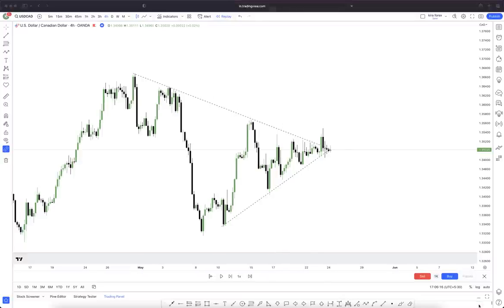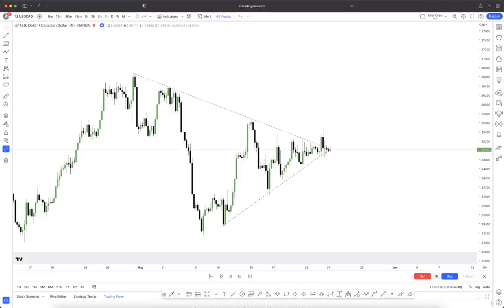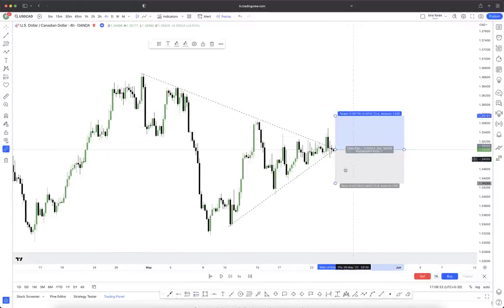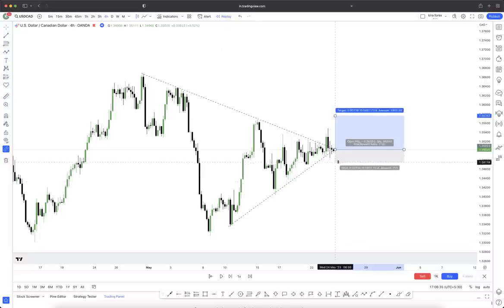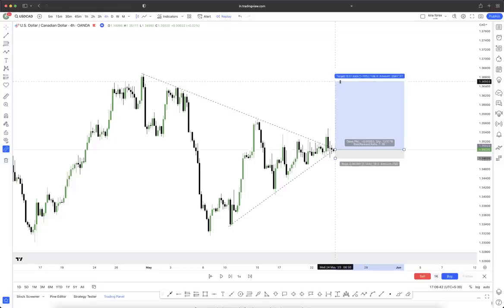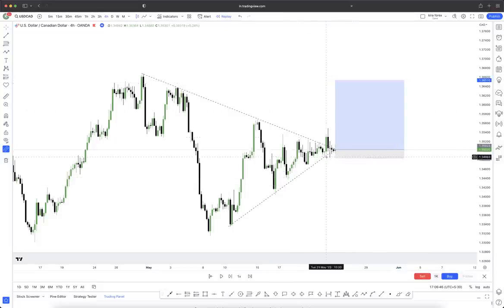So once I have seen these rejections on the trend line, it is already telling me that the bulls are in power. So what I'll do is pick my long position tool and then draw it on the trend line. So my entry will be a little below the second triangle.